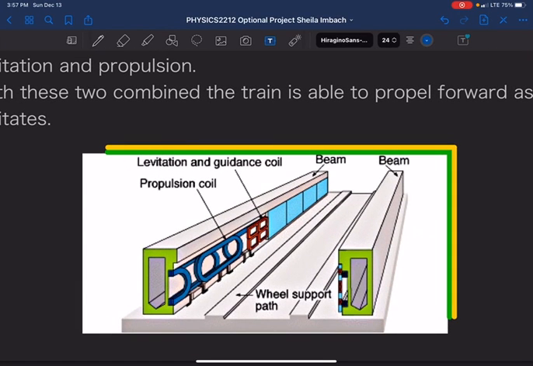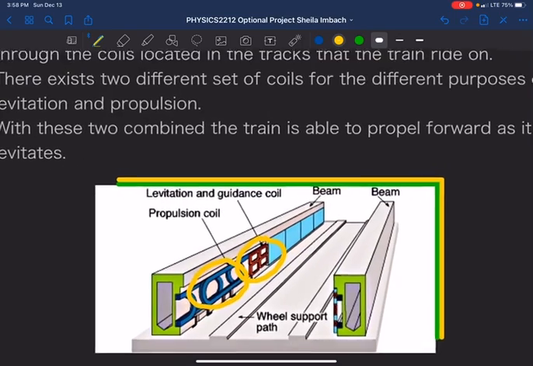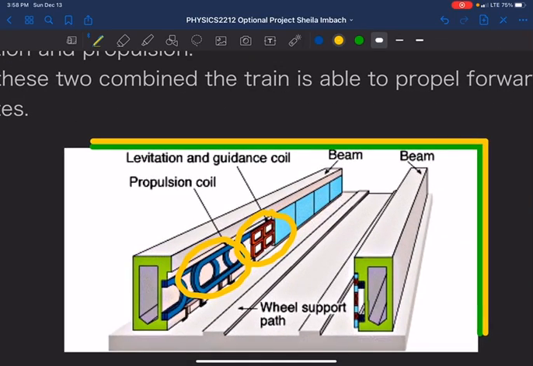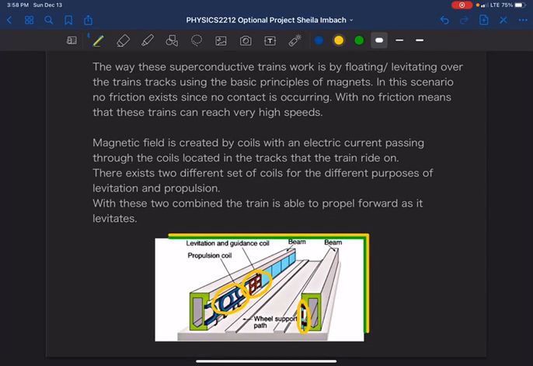It shows the propulsion coil being these here, and the levitation and guidance coil being these here. I am sure there is a reasoning behind their different shapes, but I did not go into further research as to why they are shaped differently. But I thought it was interesting how it was two different types of coils working in the same area, as seen here, for different purposes. With these two combined, the train is able to propel forward as it levitates.